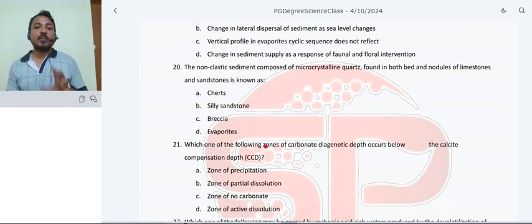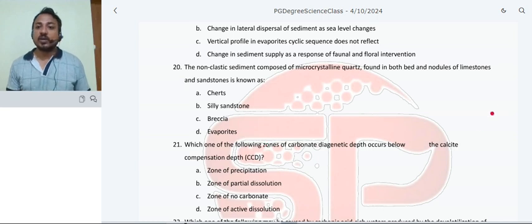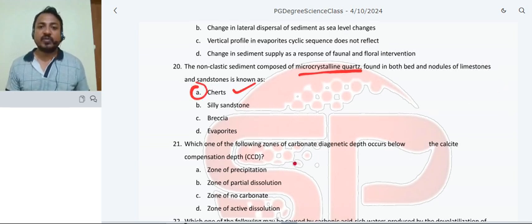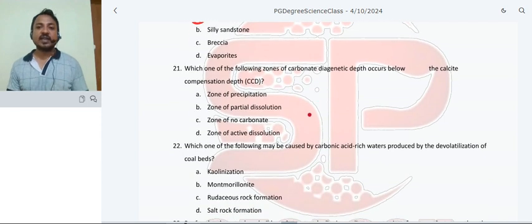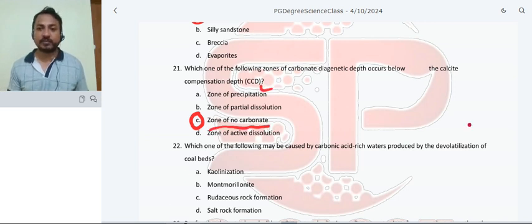The non-clastic sediment composed of microcrystalline quartz, found in both beds and nodules of limestones and sandstone, is known as... Microcrystalline quartz is chert, and it is found in both nodular and bedded condition. There are two types of chert, nodular chert and bedded chert. So it will be chert. Which one of the following zones of carbonate diagenetic depth occurs below the calcite compensation depth? From the options you can say zone of no carbonate. Below the CCD you will get the zone of no carbonate. Simple.